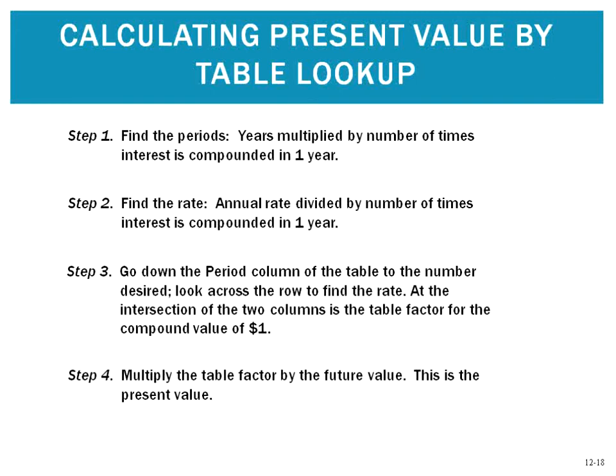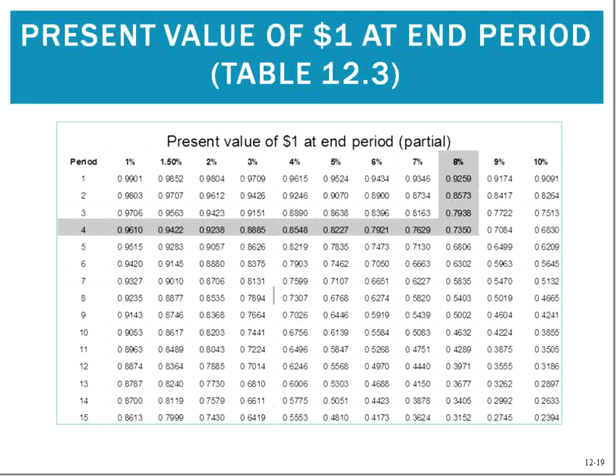So same thing, find the number of periods, find the rate, just look at a different table. Make sure that you're looking at the right table and that you're trying to calculate the present value at the table. Multiply the table factor by the future value, the one that you're going to have at the end, and this will be your present value.